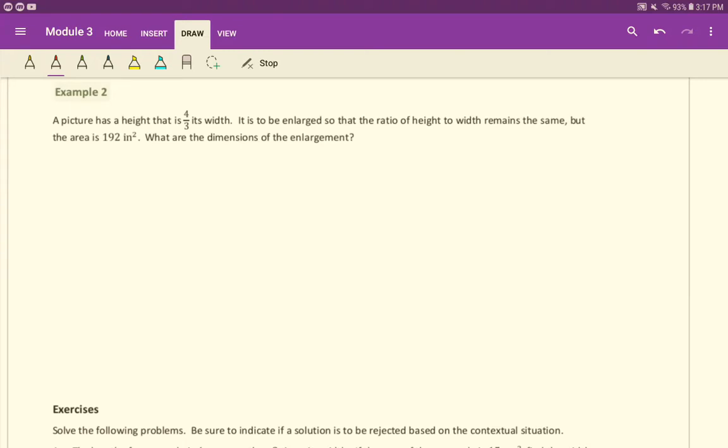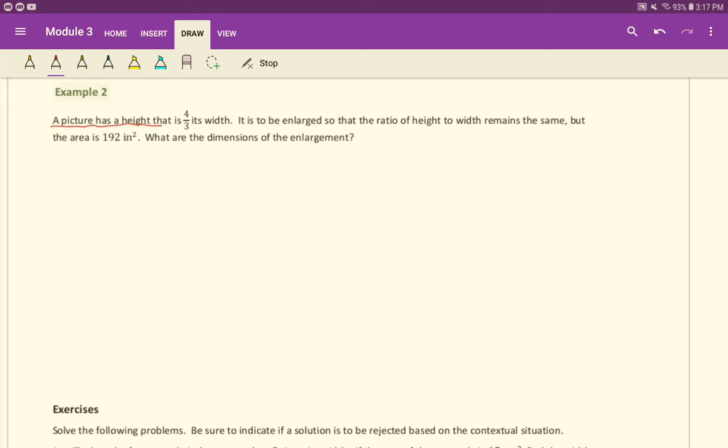Second video here for the third lesson in Module 3. We're going to continue writing quadratic equations from given situations, and then answering those by solving them to find our answers.